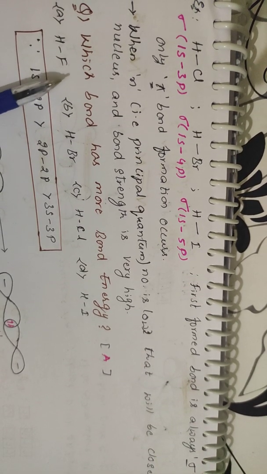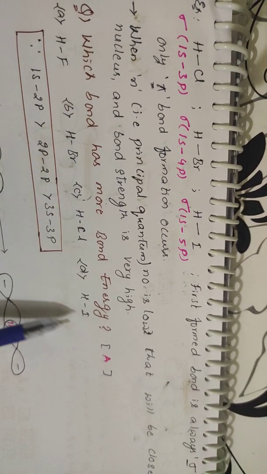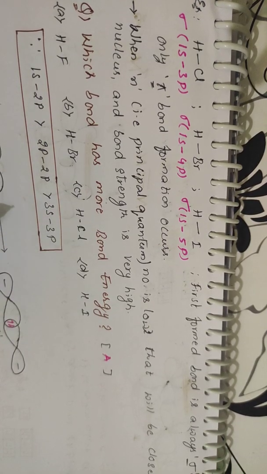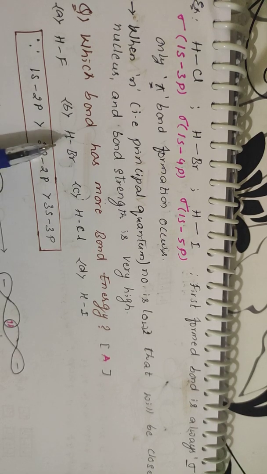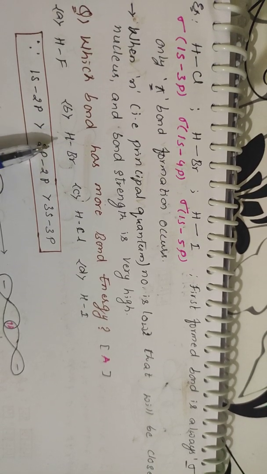In the same way, students, try to do this. Which bond will have more bond energy? HF, HBr, HCl, HI. See, in this case, 1s 2p. Here 1s, what happens?